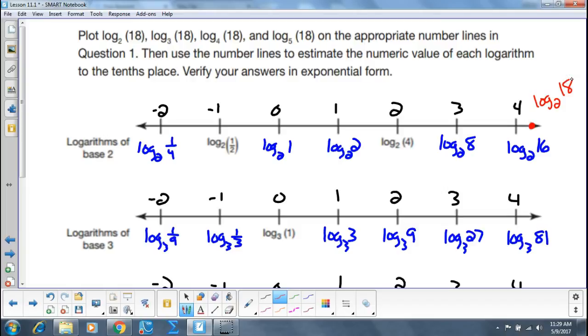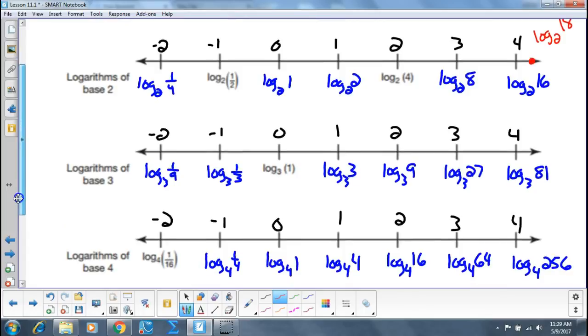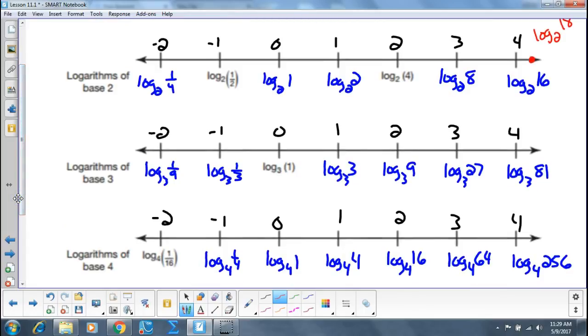Okay? Where would log base 3 of 18 fall? Ben? Probably in between the 2 and the 3. Where? Estimate. Right in the middle. Why do you think right in the middle? Because 9 plus 9 is 18. Because 18 is right in the middle of 9 and 27. Yeah, I would totally agree with that.